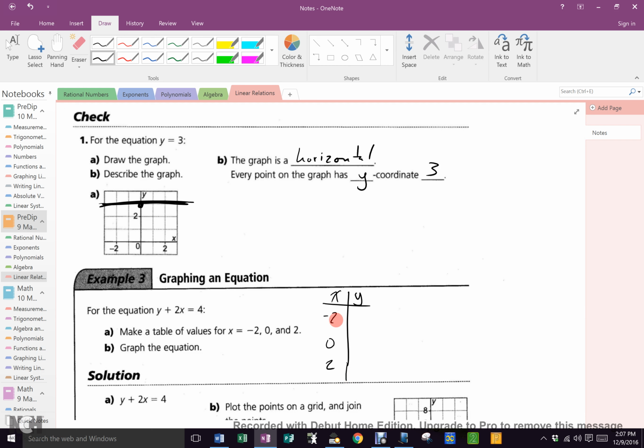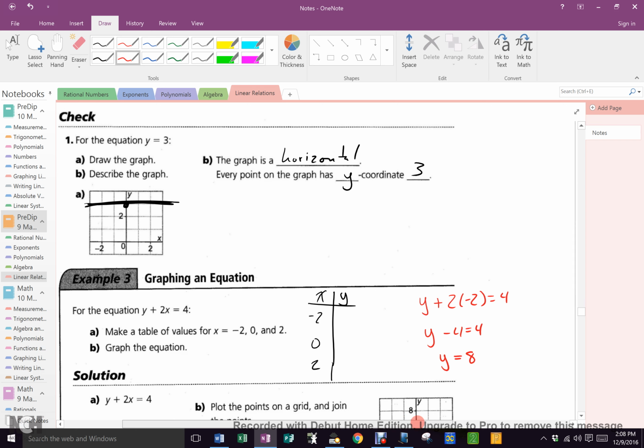So, when x is -2, what goes there? -2. So I get y to be what? It's a pain, isn't it? When I do this, I end up with y plus 2 times -2 equals 4, right? Then I've got to do y minus 4 equals 4. Then I've got to do y equals 8. What a pain, yeah?